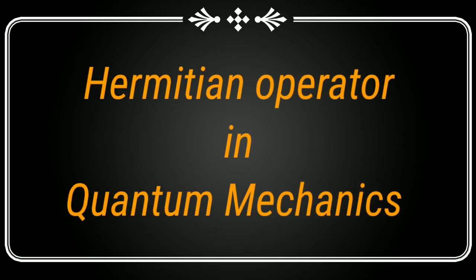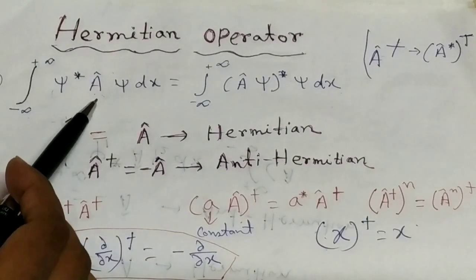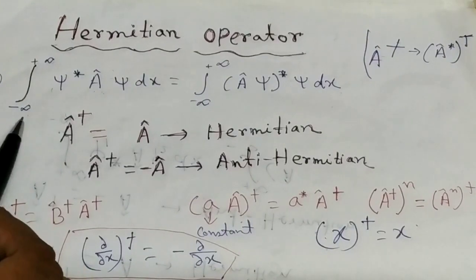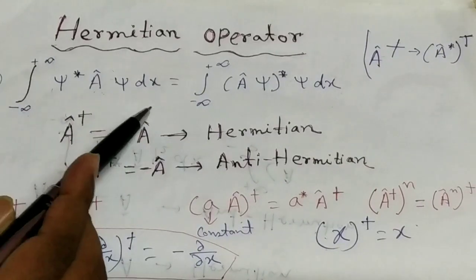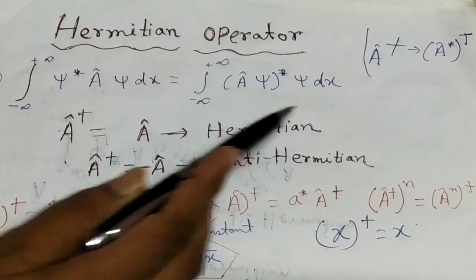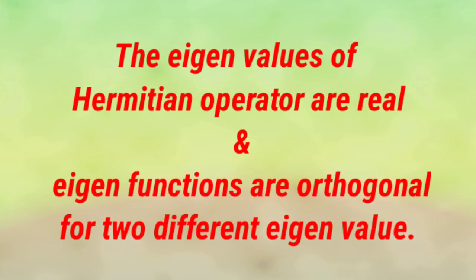Today I discuss the Hermitian operator in quantum mechanics. If A is a Hermitian operator and psi is an admissible state function, then we can write the integral from minus infinity to plus infinity of psi star A psi dx equals the integral from minus infinity to plus infinity of (A psi) star psi dx. And also you remember the eigenvalues of a Hermitian operator are real and the eigenfunctions are orthogonal for two different eigenvalues.